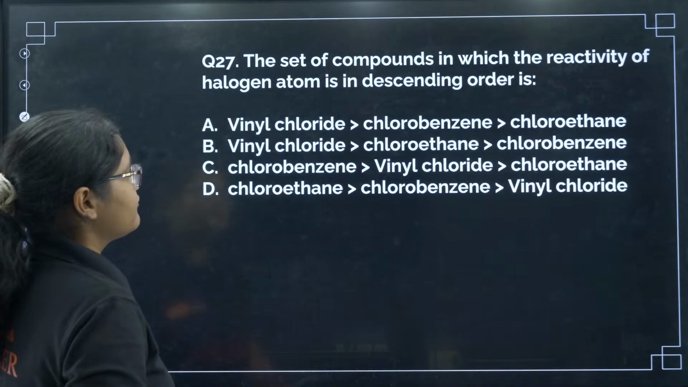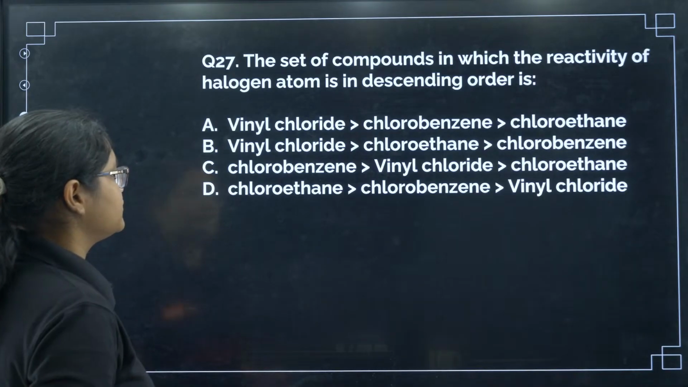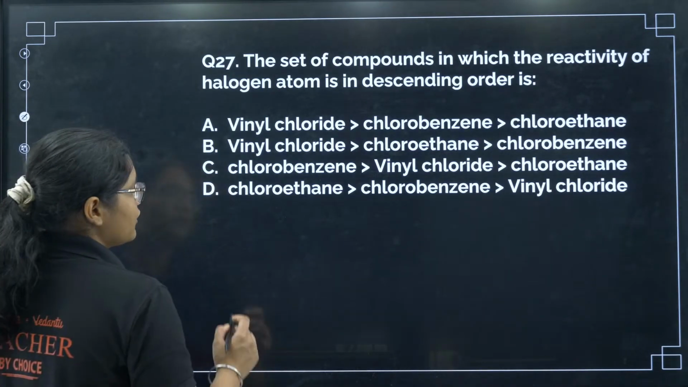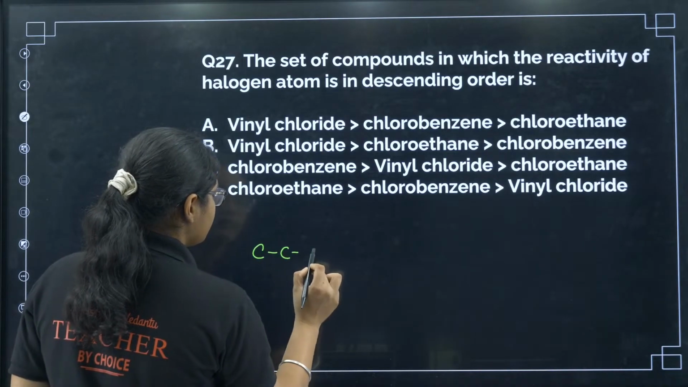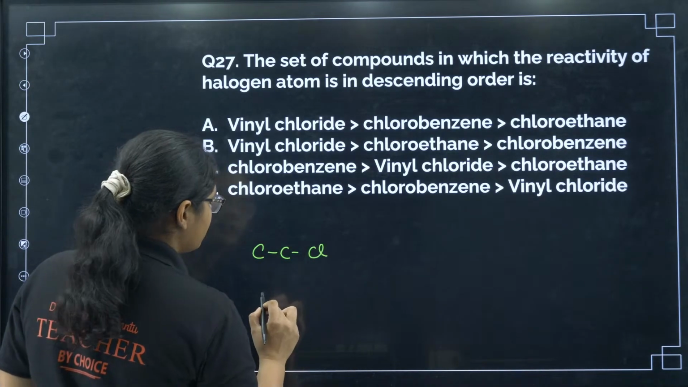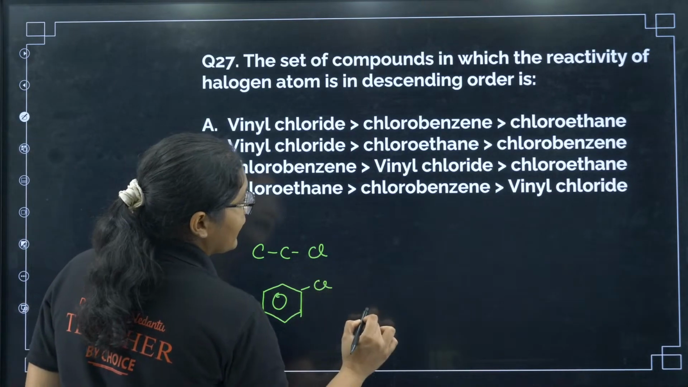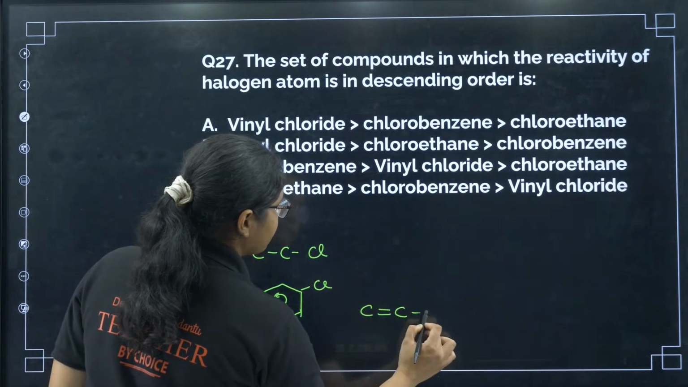Next, the set of compounds in which the reactivity of halogen atom is in decreasing order. So first of all, one of the compounds is chloroethane, then you have chlorobenzene, and then you have vinyl chloride.